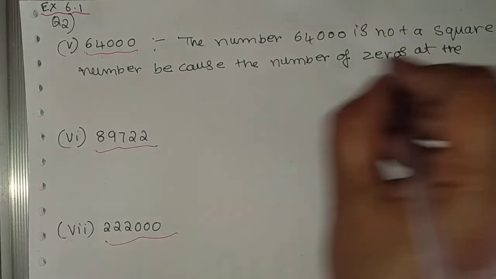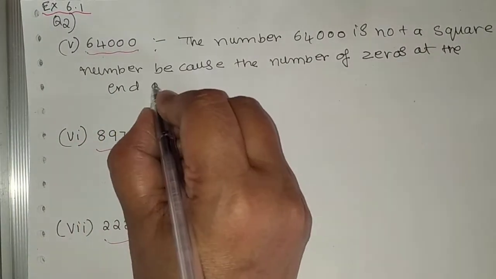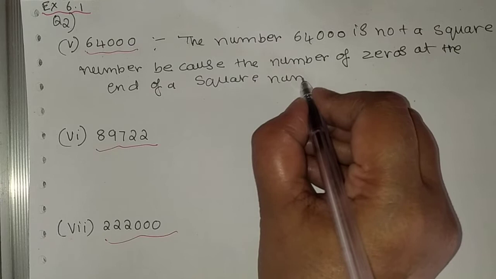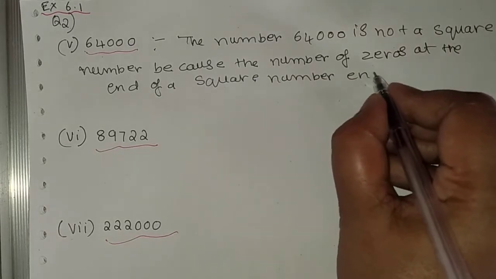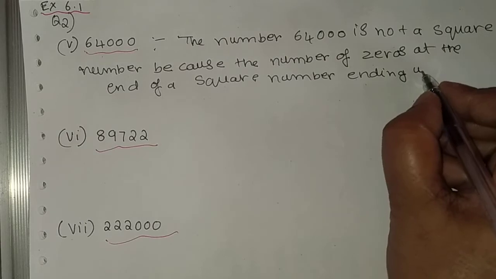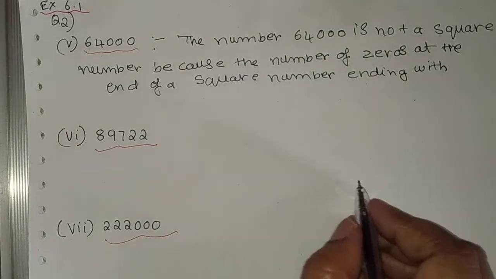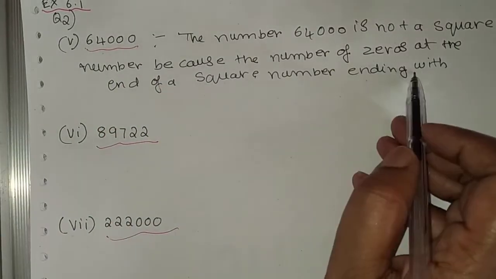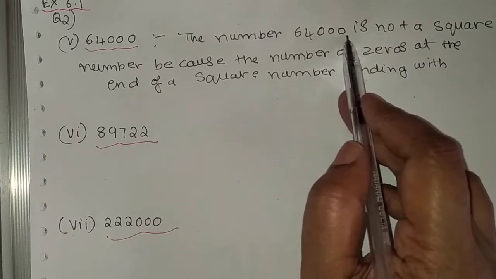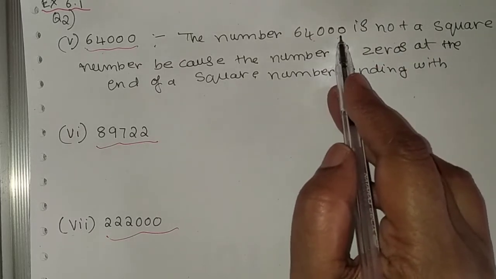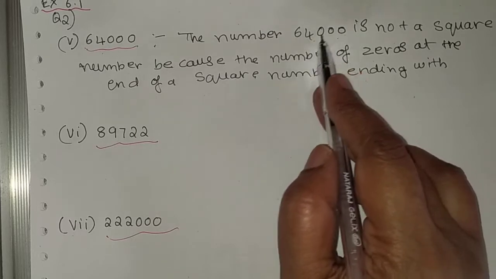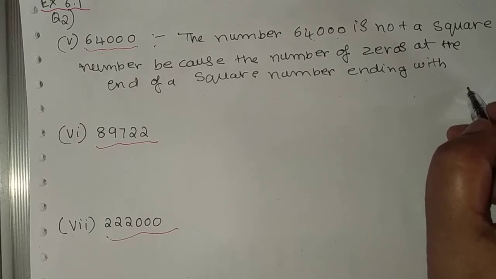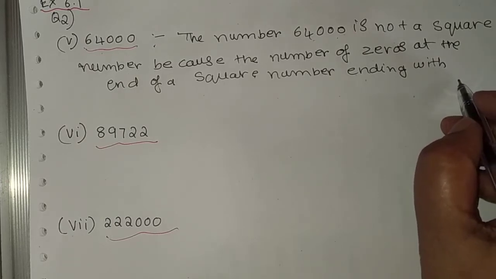See, the number of zeros at the end of a square number ending with 0 should be even. Here we count, the number is odd: 3 zeros are there. For it to be a perfect square, the number of zeros should be 4. Here we have only 3. Since it ends with 0, it is not a perfect square because the zeros are also counted.